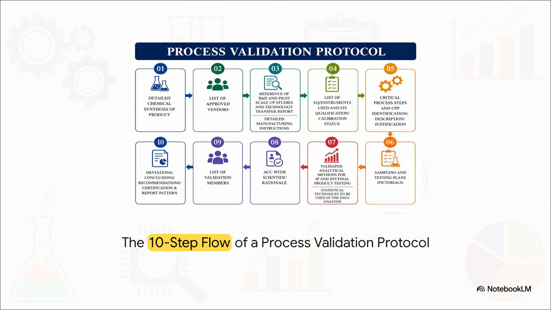Now, what's really interesting here is when we look at the actual protocol. This 10-step flow acts as our exact detailed study instructions, and it covers everything. We're talking from detailing the chemical synthesis in step 1 to a strict list of approved vendors in step 2, all the way through to step 10, which handles deviations and conclusions. It even requires a rock-solid scientific rationale for every single thing you are doing. You absolutely cannot wing it here. Every little step is meticulously mapped out.